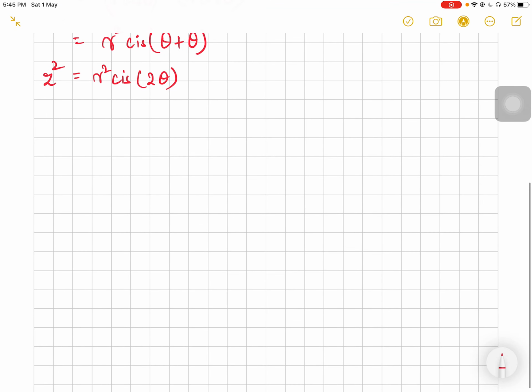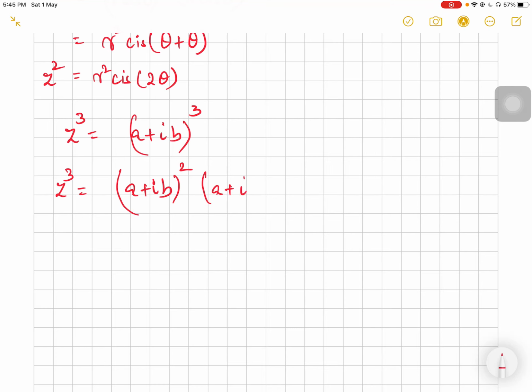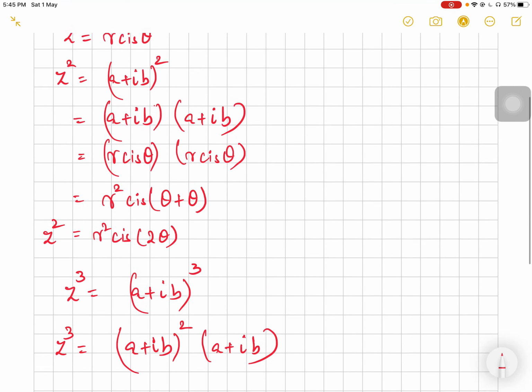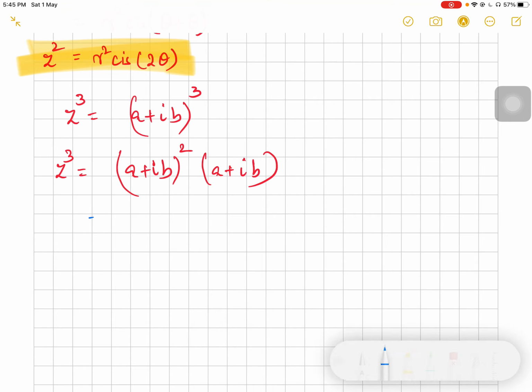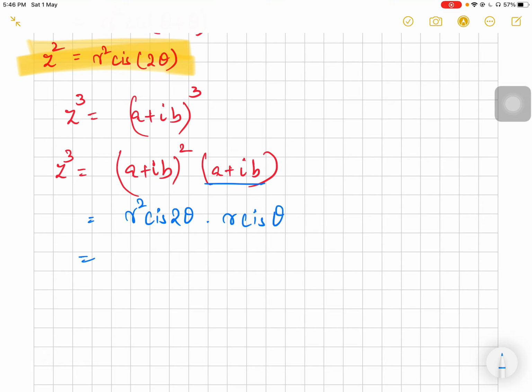Now let's try z cube. That means I'm interested in z square times z. Now a plus ib square I already know from the previous result, so I can directly use this. I'll substitute this as r square cis 2 theta, and this I'll write as r cis theta. Now again using the product, this becomes r cube cis 3 theta. So z cube is r cube cis 3 theta.